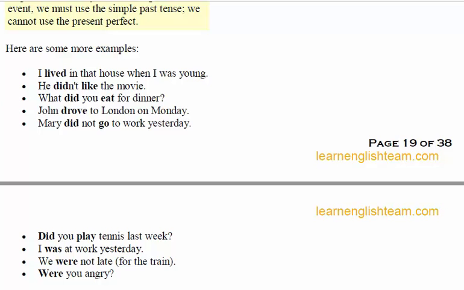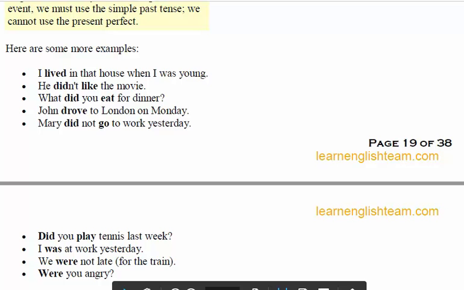when I was young. He did not like the movie. What did you eat for dinner? John drove to London on Monday. Mary did not go to work yesterday. Yes, these are examples which show some time and some places. So in these sentences we use the simple past, not the present perfect.